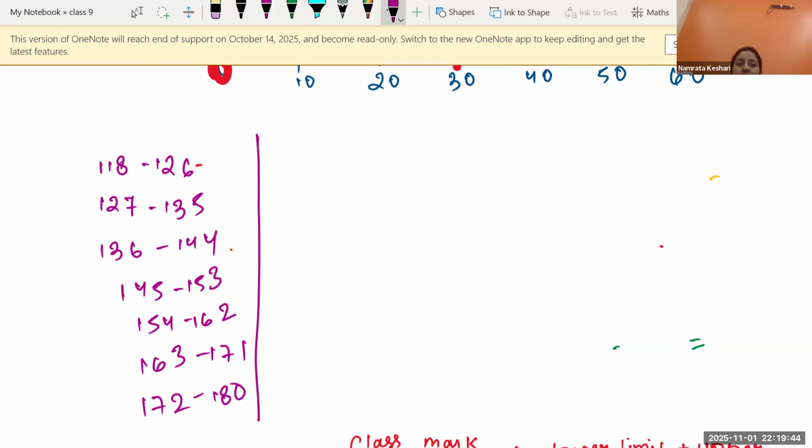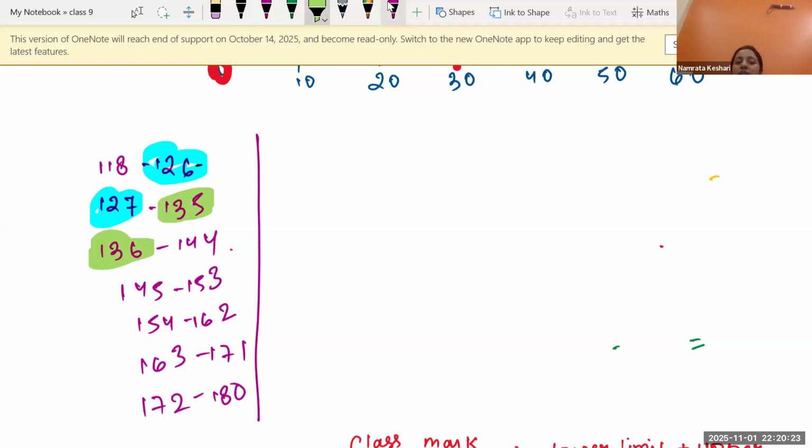If the data is like this, clearly you can see it is not continuous. So you have to make it continuous before proceeding with plotting the histogram, or maybe a frequency polygon, which we'll be discussing after that. Here the gap is 1, the gap between this lower limit and this upper limit. Similarly, all the gaps are just 1 only.